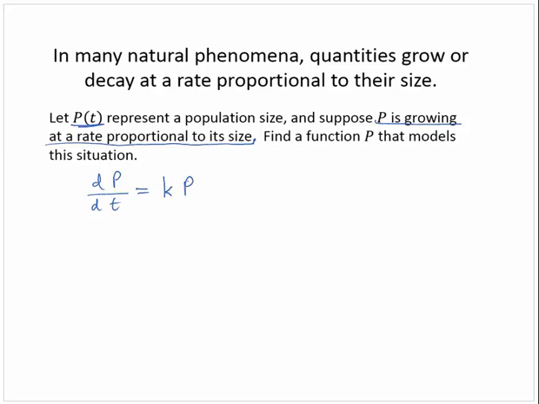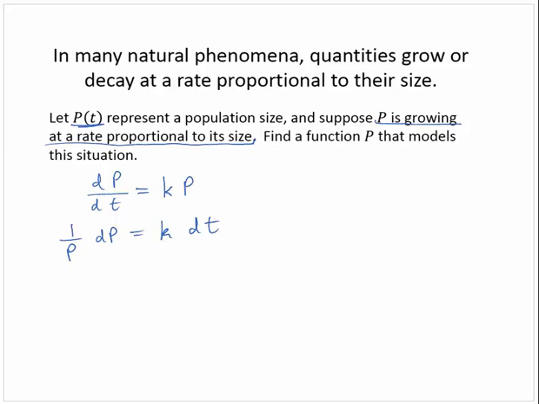And now we're going to solve this differential equation. It's called a differential equation because it's an equation involving a derivative. To solve this, we're going to use a technique called separation of variables. I'm going to get everything with P on one side of the equation and everything that isn't P on the other side. So I can rewrite this equation by dividing by P, so I have 1 over P dP, and multiplying through by dt, is equal to k dt.